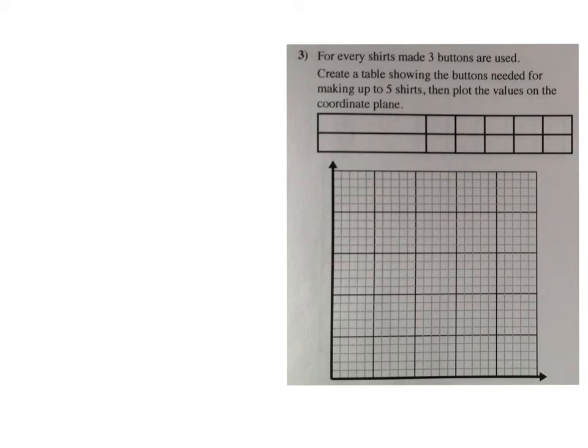So we've got to think here, which thing affects the other? The amount of shirts is going to be our independent variable, so that's going to be on the horizontal axis. And my buttons used is going to be dependent on the amount of shirts, so that's going to be on my y-axis. So that's how it should set up.